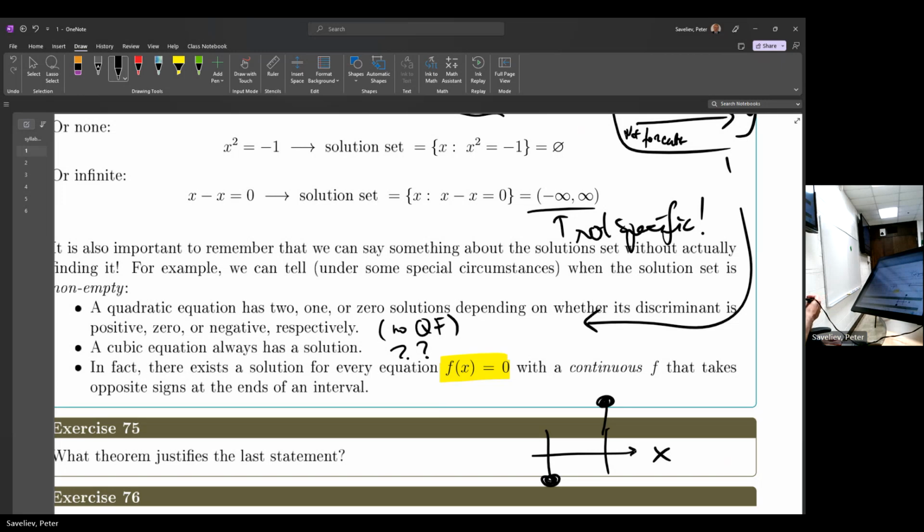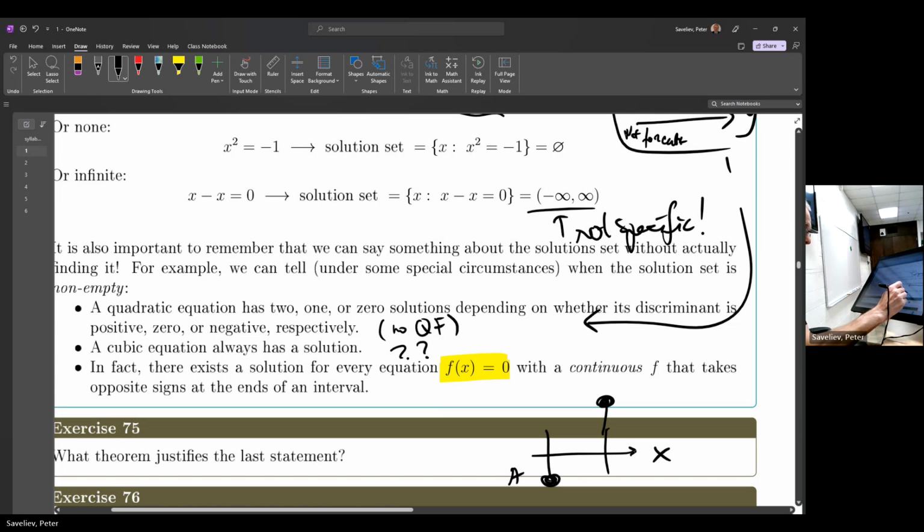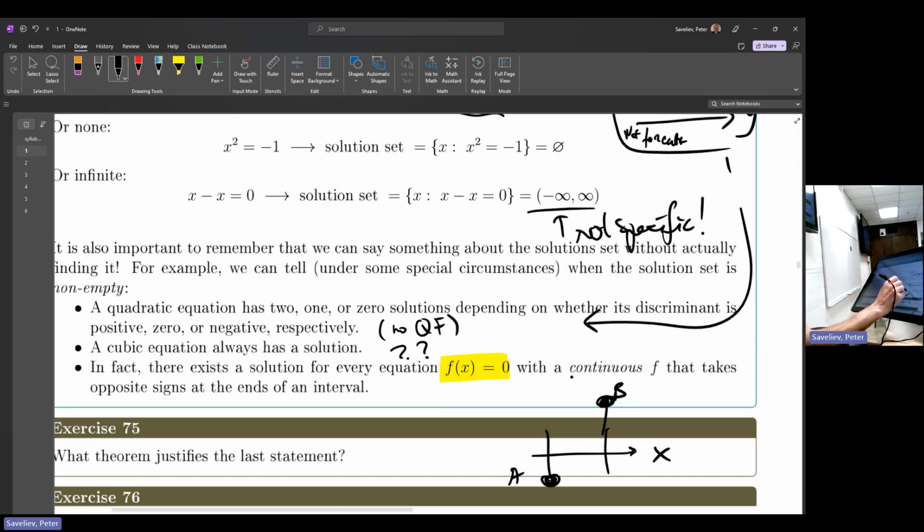Can you put it in words? Graphically speaking, in order to get from one spot to the other, you have to cross the x-axis, and the reason is because the function is continuous. If it was not required to be continuous, then you can just jump. And there are no x-intercepts, there are no solutions, because the function is continuous, it has to cross.